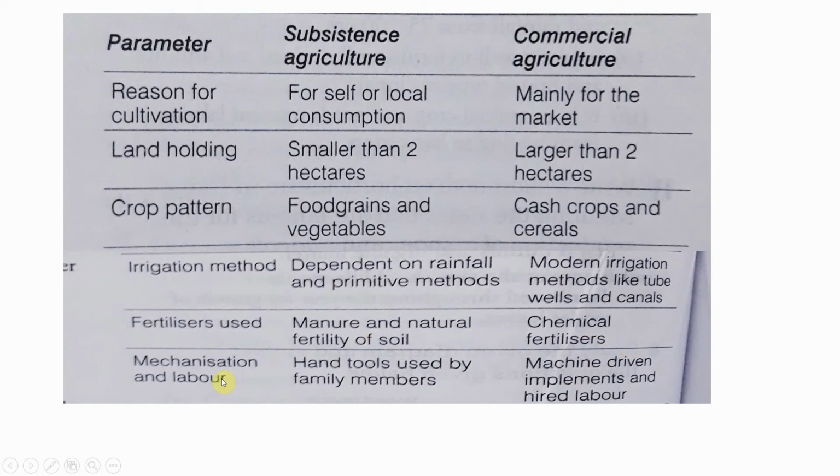Then the next parameter is on the basis of mechanization and labor. In subsistence farming, generally hand tools, traditional tools are used by the family members. That is, the labor employed is the family members themselves. Whereas in commercial farming, generally large scale use of machines is there, for example tractors, harvesters, threshers, and generally the labor employed is hired labor. So these were the differences between subsistence farming and commercial farming.